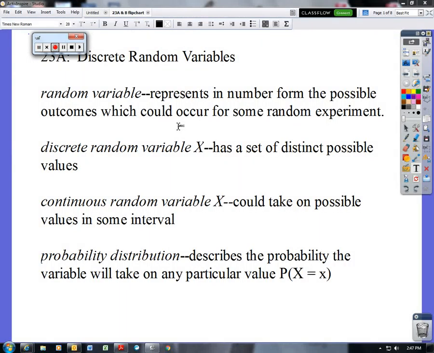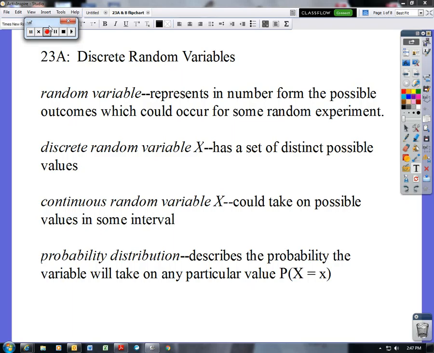This video is for IB 23A and B, which is on discrete random variables and discrete probability distributions. We will start by looking at some of these definitions. Of course, you can pause and write all these down.